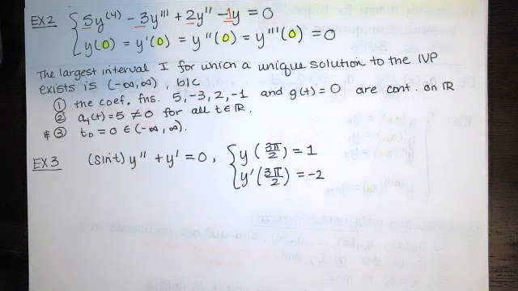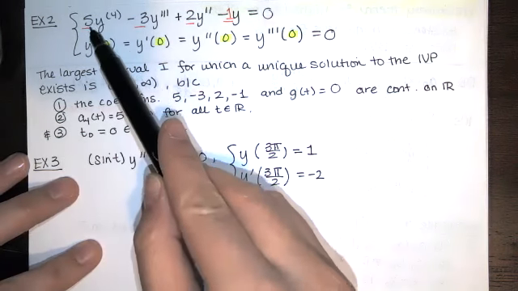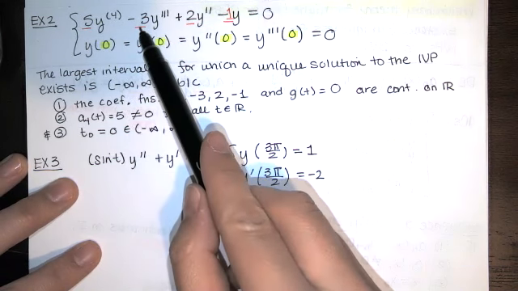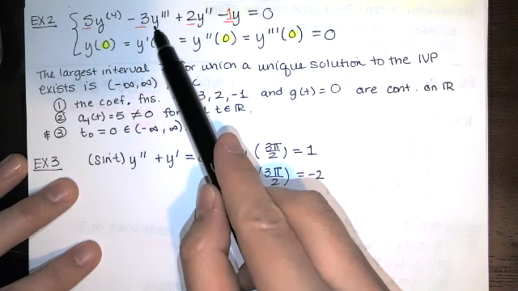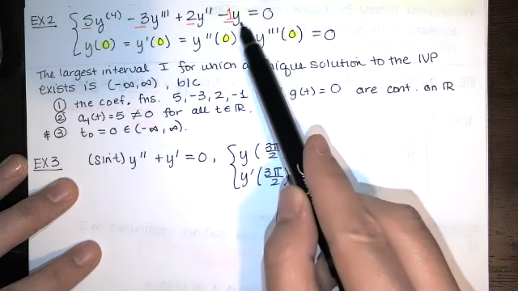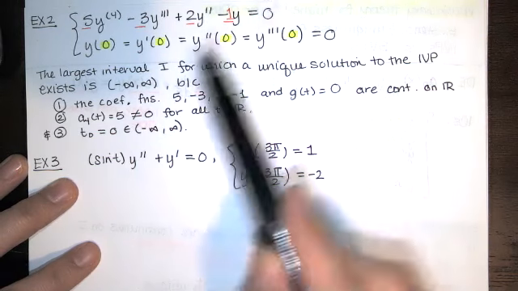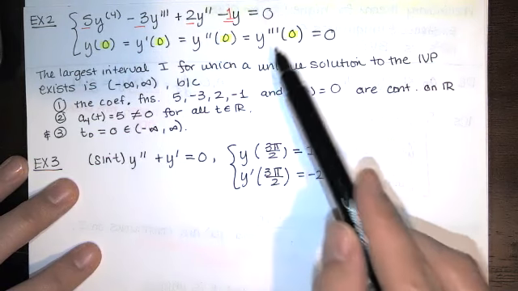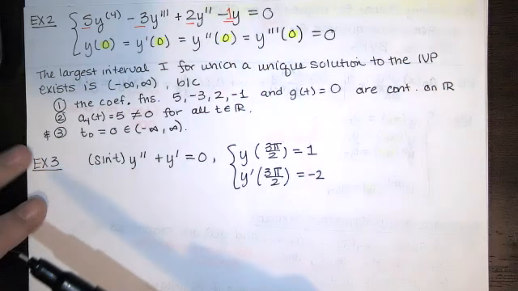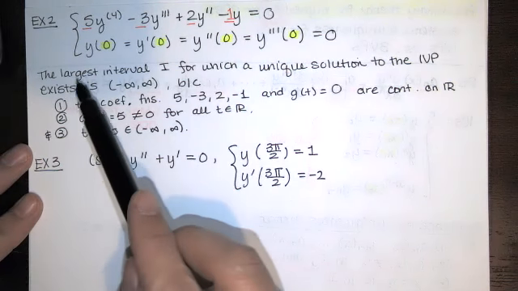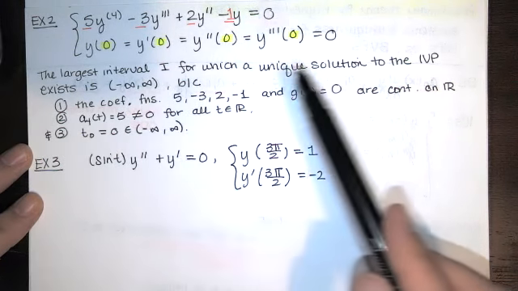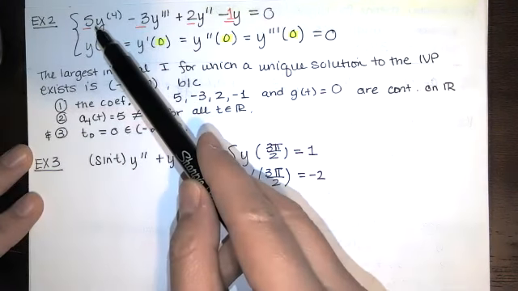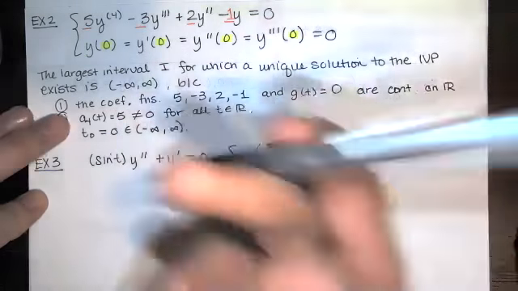So here's our second example. We've got 5 times the 4th derivative of y minus 3 times the 3rd derivative of y plus 2 times the 2nd derivative minus 1 times y is equal to 0. And we're given that y of 0, y prime of 0, y double prime of 0, and y triple prime of 0 are all 0. Well, in order to find the largest interval on which we have a unique solution to this IVP, we need to look at the continuity of the coefficient functions.